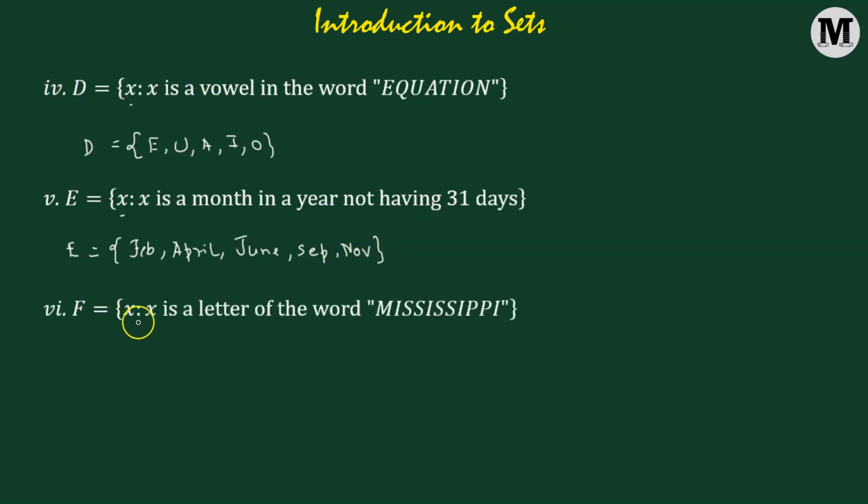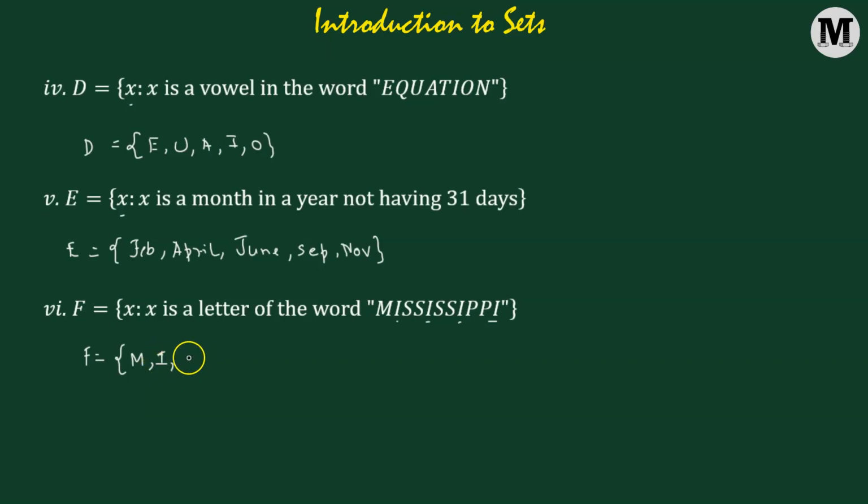So here we have the set F containing the elements x such that x is a letter of the word Mississippi. So here we have to pick up the letters contained in the word Mississippi. Now as we can see here, some of the letters are repeating. So whenever the letters are repeating, we do not consider the repeated ones. We only have to mention one of the letters. So we'll start with the first letter, that's M. M is only repeated once, so that's fine. Then we go to the second letter, that's I. But here we can see that I is being repeated 4 times, so we'll only consider one I.